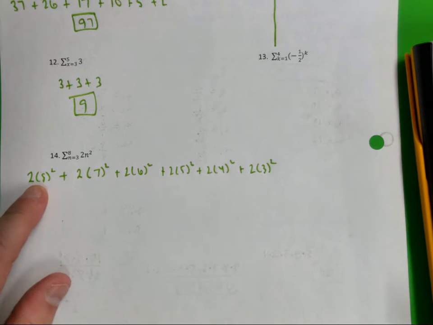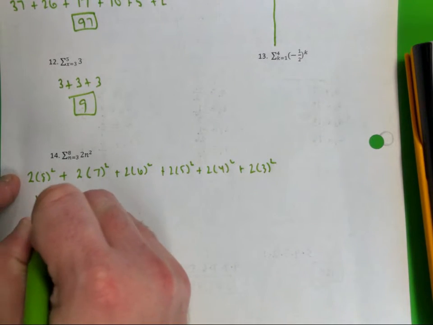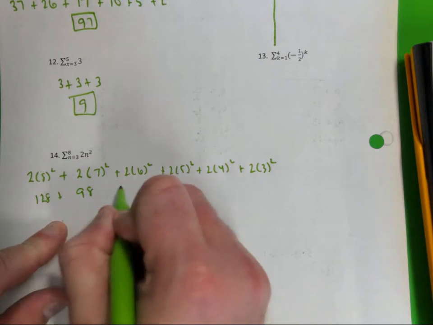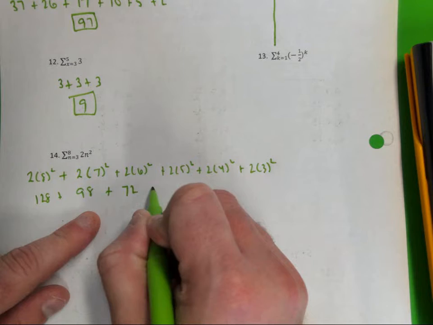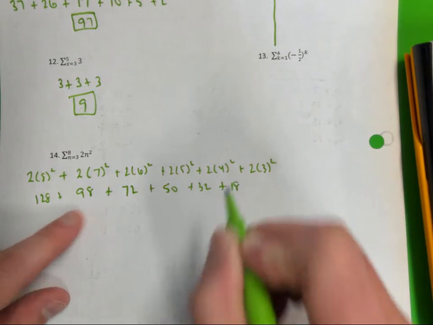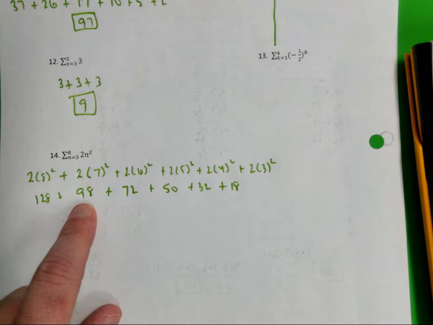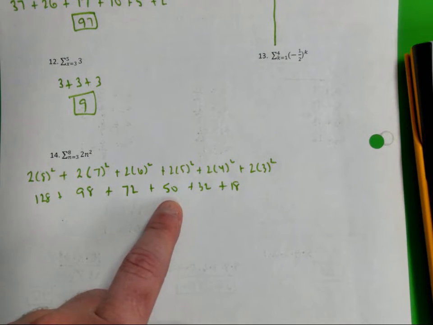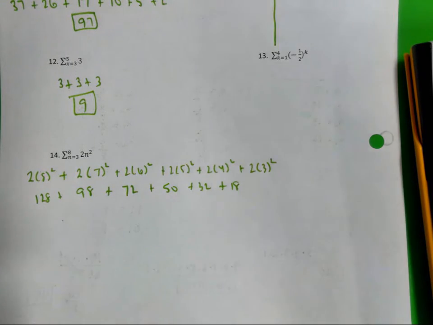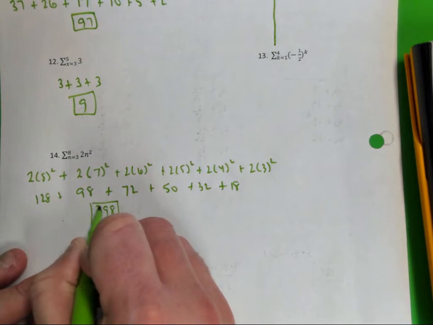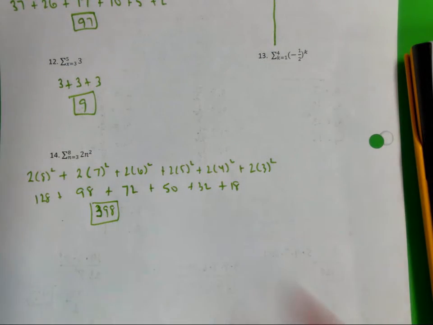Now I know that 8 squared is what? So you can do that. You can put 128. 49 times 2 is 98. 36 times 2 is 72. 50, 32, 18. And then add those up. They're called summation because you're adding these expressions together. So your answer is 398. That's the summation of that problem.